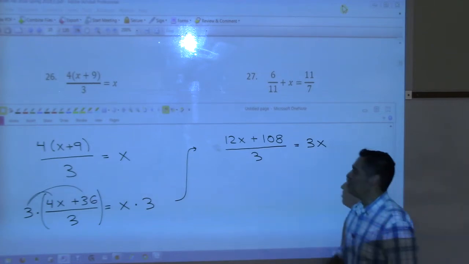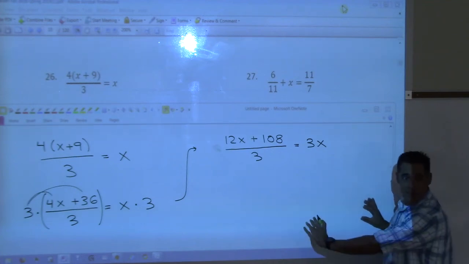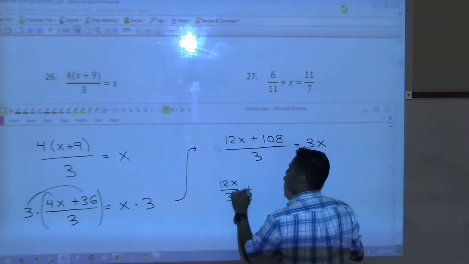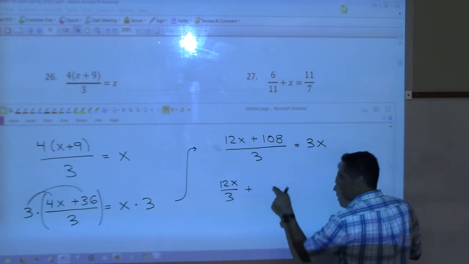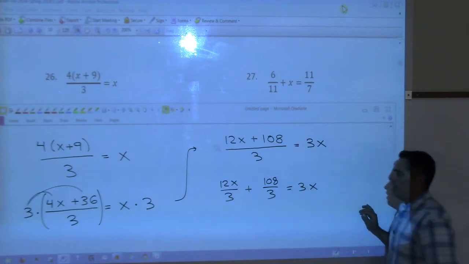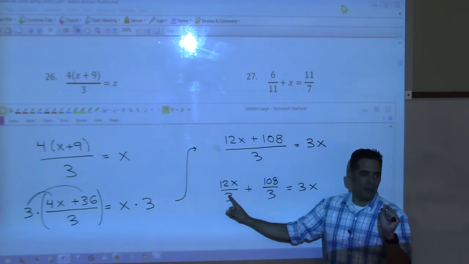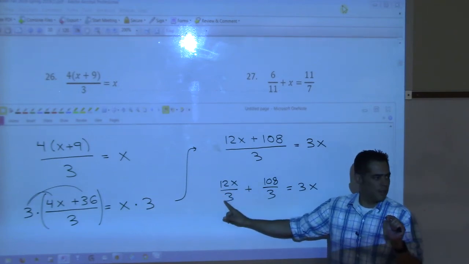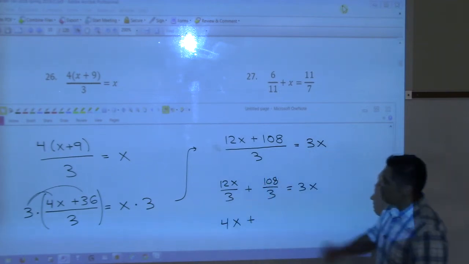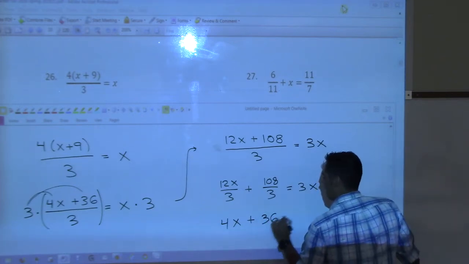Yes, you do. So remember I put that property up a second ago where I had 2 things over something. I said split it. 12x over 3, good, plus 108 over 3 equals 3x. And now these 2 fractions are guaranteed to be nice numbers. So like 12 divided by 3 is 4. So this is 4x plus, and then 108 divided by 3 is 36. And that equals 3x.